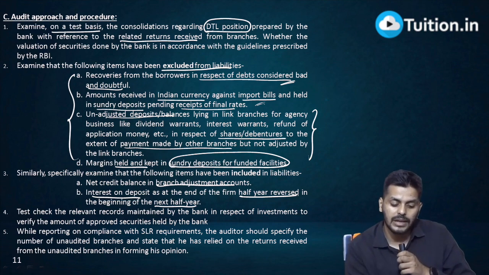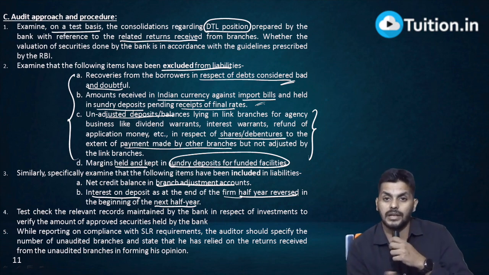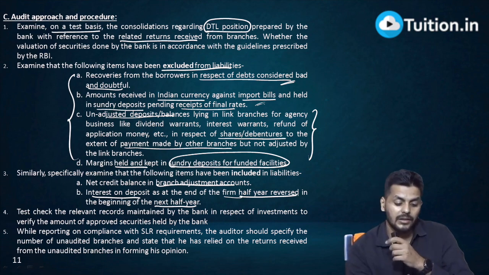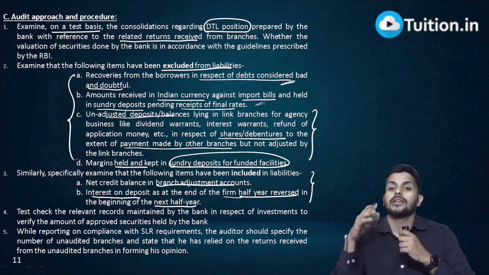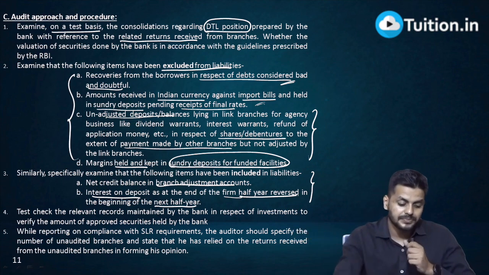Interest on deposit as at the end of the first half year, that is by 30th September, reverse the beginning of the next year half, right? So from there to there, you're taking 1 year. What is that specifically you have to examine, and they have to be included in the liabilities, because you don't have to pay it now, but you have to anyway pay it, right?